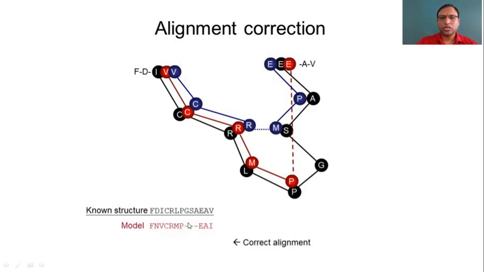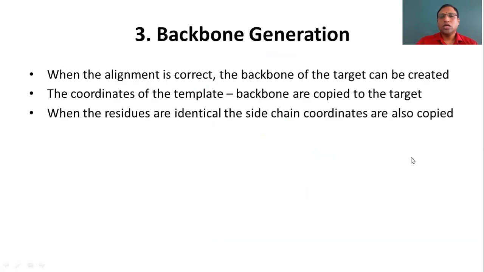Okay, so the known structures based on that model and everything have been provided here. Backbone generation is very important here. When the alignment is correct, the backbone of the target can be created. The coordinates of the template backbone are copied to the target, and when the residues are identical, the side chain coordinates are also copied. So what happened? Everything, the target-wise backbone and the rest, is set and then aligned.